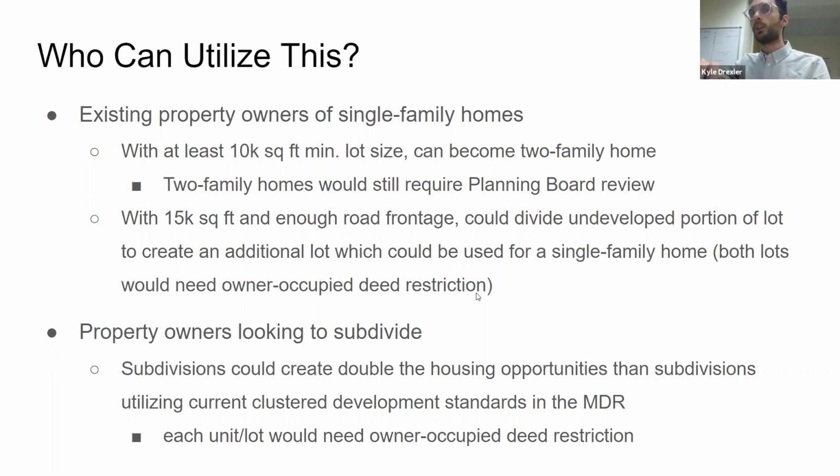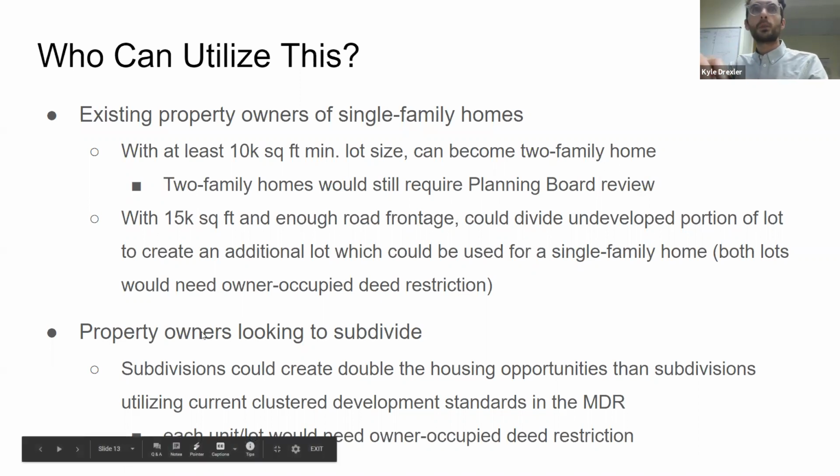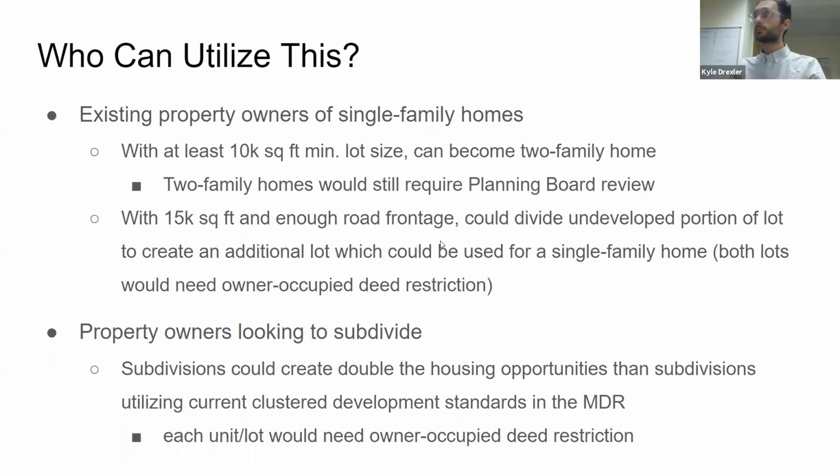But again, depending on the size of both of those lots, there's the potential, if they're both under the MDR minimum lot size, if they both want to take part of the overlay district, that they would both individually need to be owner occupied. So again, it's always going to be a consideration with this of weighing putting that restriction on the property while creating that opportunity on the other side. The second group who could best utilize this would be any property owners looking to subdivide.